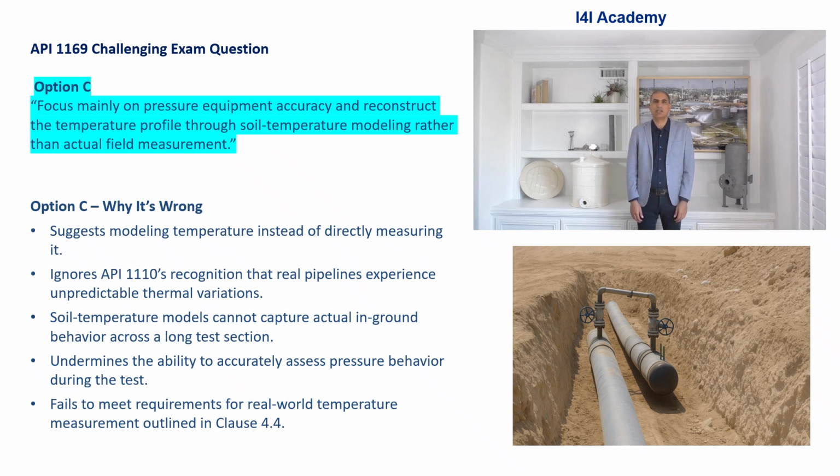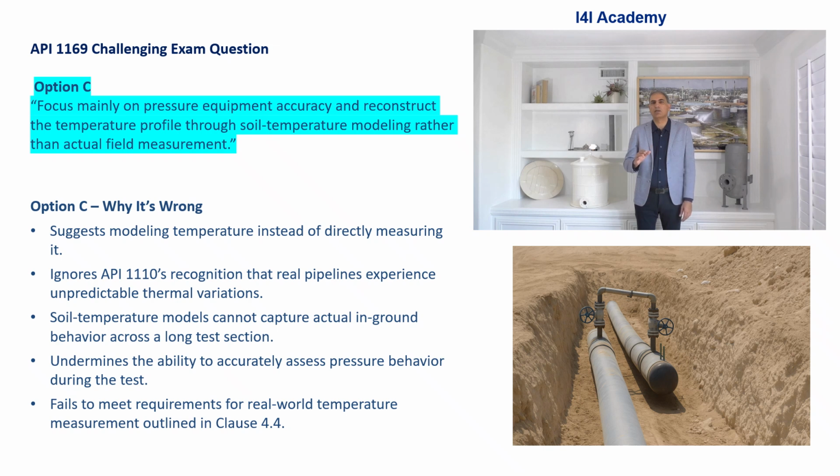Option C leans into the idea that models can replace measurement. But API RP 1110 is very clear that temperature in long test sections has uncertainties that cannot be captured by a model alone. Clause 4.4 emphasizes that temperature in a pipeline is influenced by real-world factors that are almost impossible to predict with a model. Soil transitions, varying thermal conductivity, ground saturation, or a shade versus sun gradient.